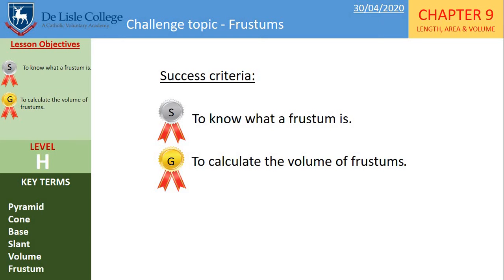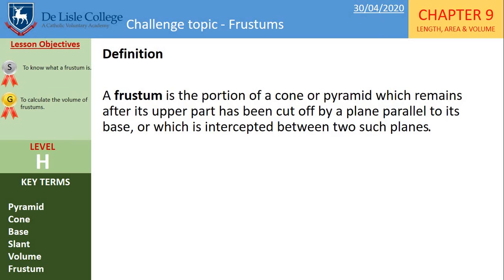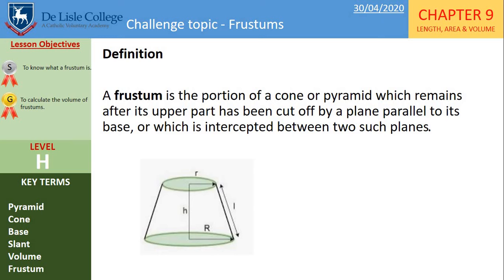So today we are looking at knowing what a frustum is and being able to calculate the volume. A formal definition: a frustum is the portion of a cone or a pyramid which remains after its upper part has been cut off by a plane parallel to its base, or which is intercepted between two such planes. Essentially that means a cone or a pyramid with the top chopped off, but the top and the base have to be parallel to each other.